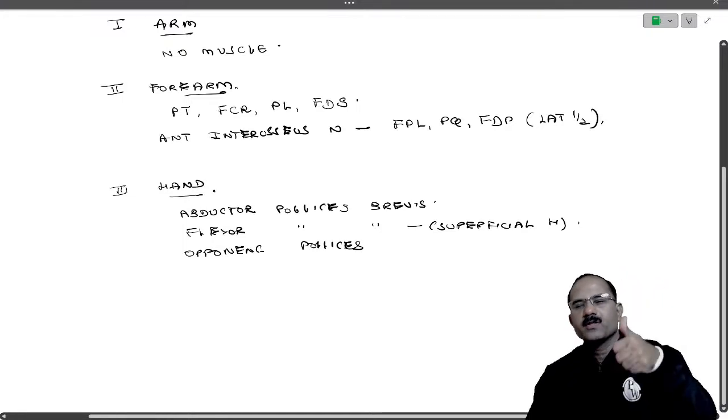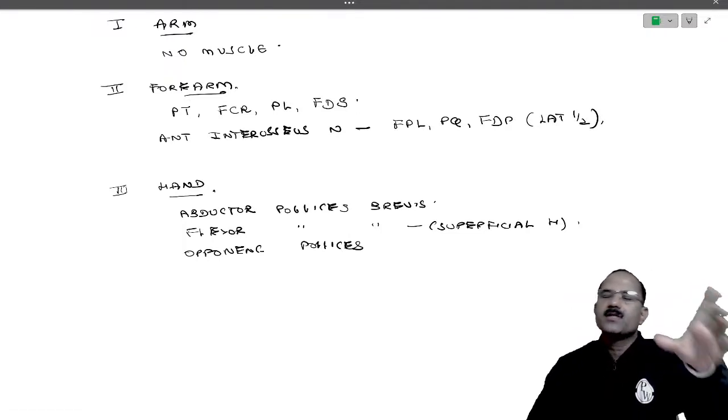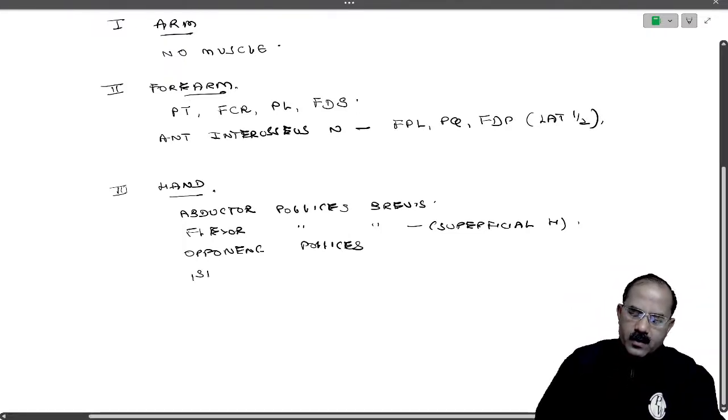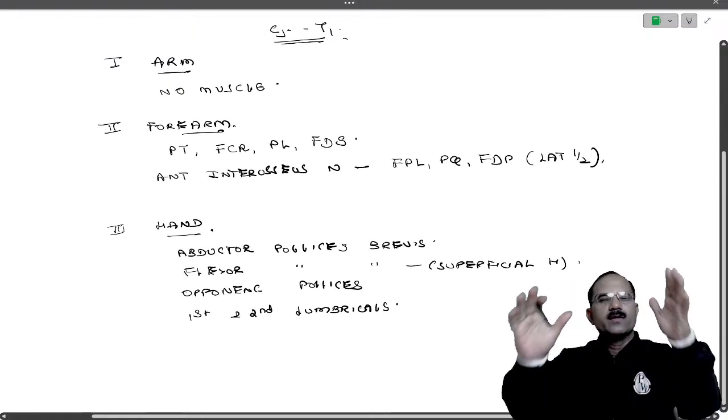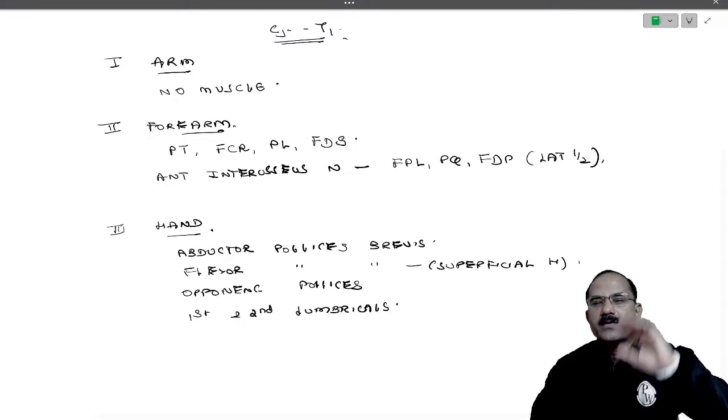So abductor pollicis brevis, flexor pollicis brevis superficial head and opponens pollicis, the first and second lumbricals. So these are the muscles supplied by median nerve in the entire upper limb. Clear, children? So the median nerve root value is C5 to T1.